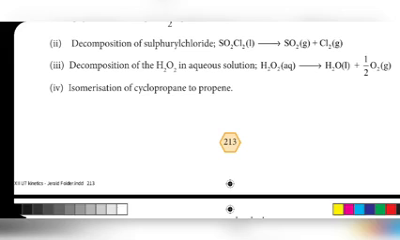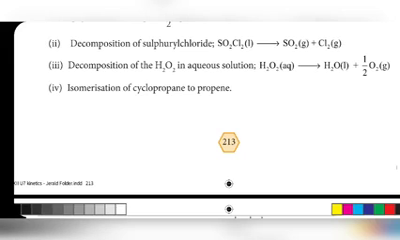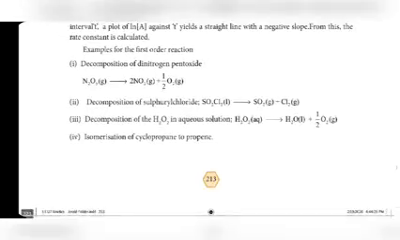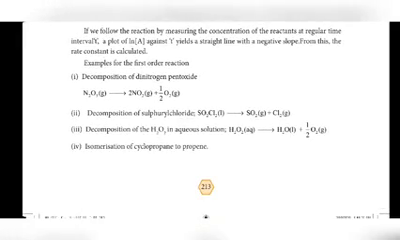So here they may ask what are the examples for first order reaction, in 2 mark or 3 mark. For that question you have to write these examples: decomposition of nitrogen pentoxide, decomposition of sulfuryl chloride, decomposition of hydrogen peroxide in aqueous solution, and isomerization of cyclopropane to propene. These are the examples. Remaining we will continue in our next video. Thank you.